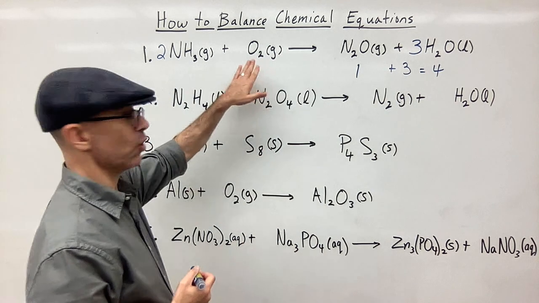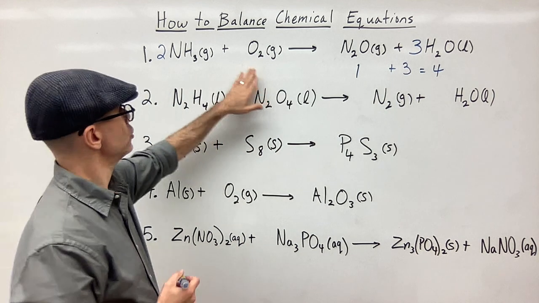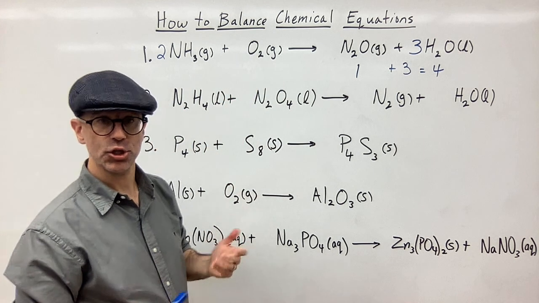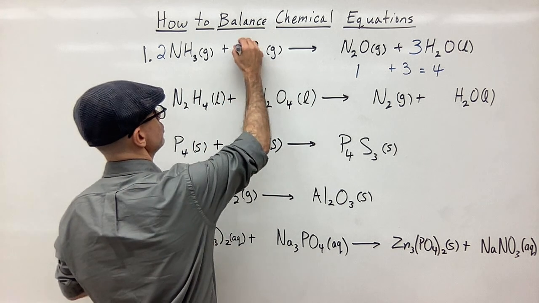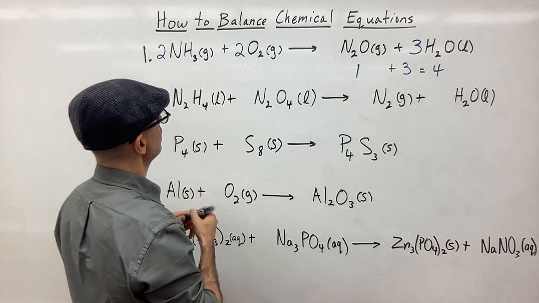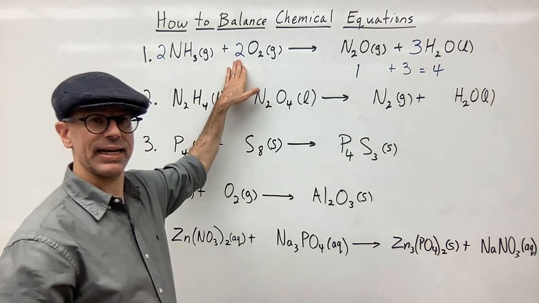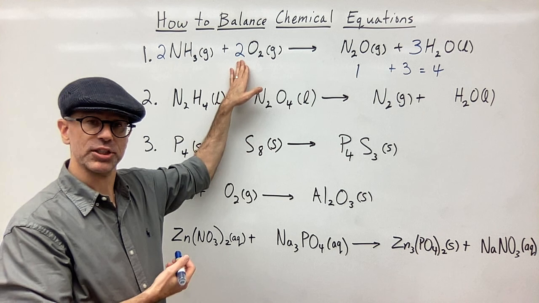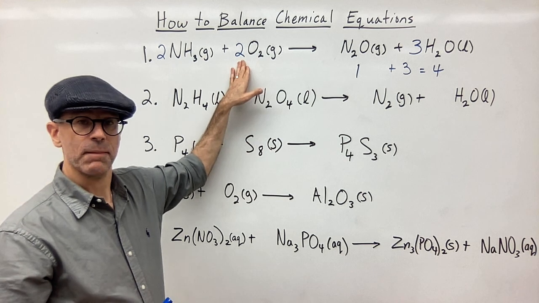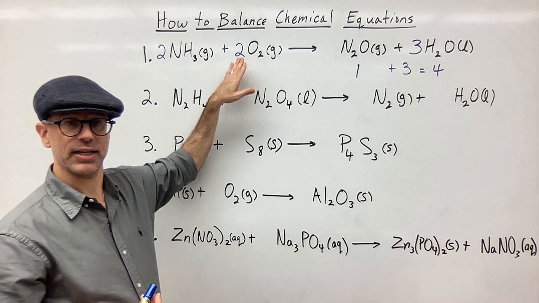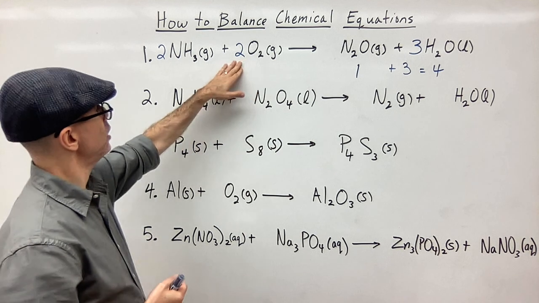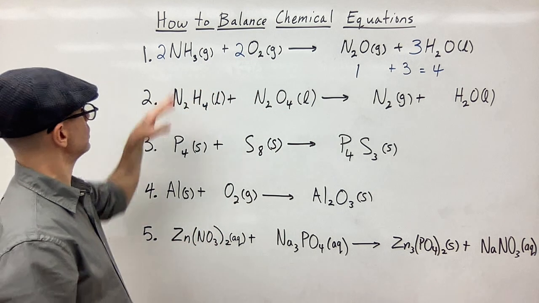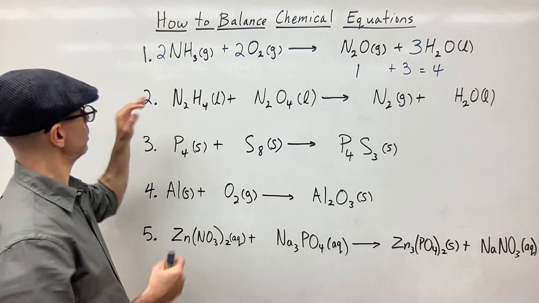So that means I need a total of 4 oxygens over here. So what times 2 gives me 4? 2. So I'm going to write a 2 coefficient. So in this case, I didn't have to have a fraction to balance my oxygen. Sometimes you will. But in this case, I didn't need a fraction. I need a whole number, it works fine. So you'll notice that all of the elements are balanced. So you can always double check after you're done.